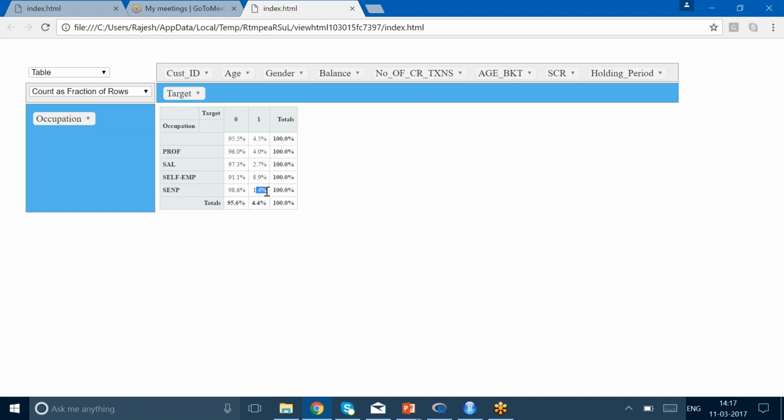So now when I see these numbers, I can see that in the overall base, when I targeted 20,000 customers, 4.4% of them responded, which means that out of every 100, 4.4 are responding. But if I see it segment wise, in the self-employed segment, the response rate is as high as 8.9%, whereas for self-employed non-professional, the response is just 1.4%.